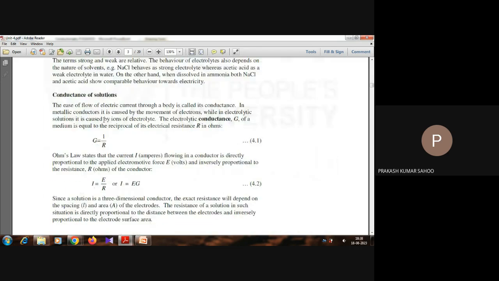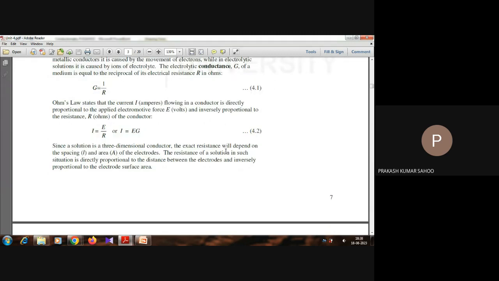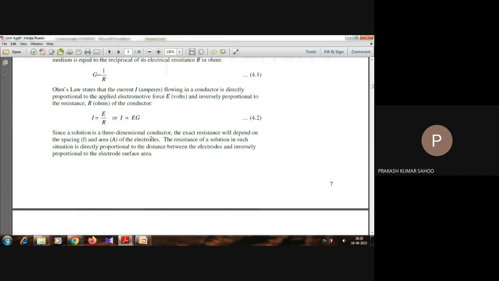Then we have the same thing. This is conductance, G equal to 1 by R. So the R unit is ohm, and the G unit will be ohm inverse. Then again, this is Ohm's law: I equal to E by R, or I equal to E into G.